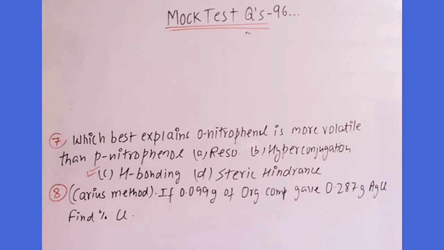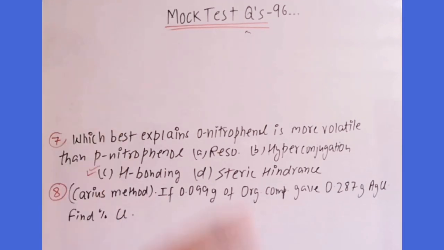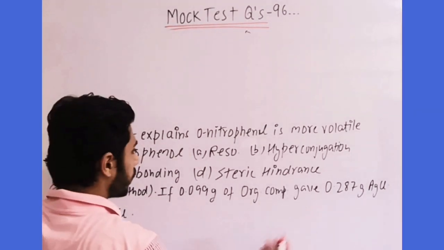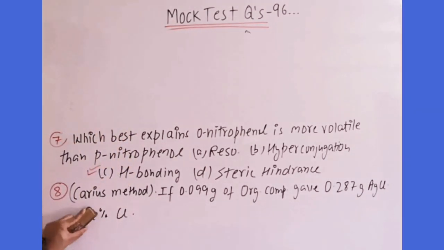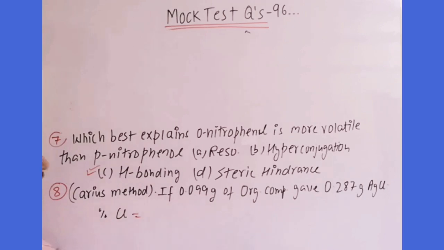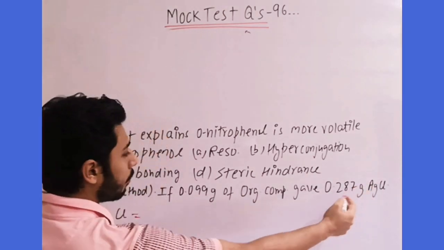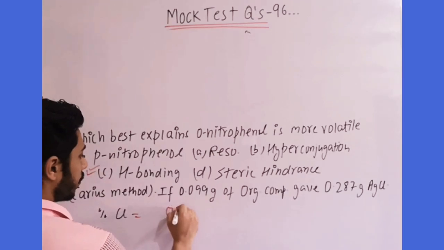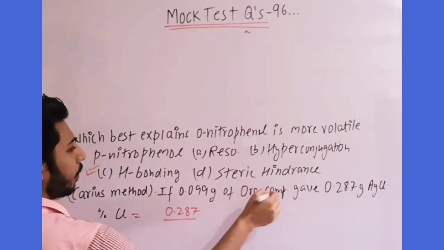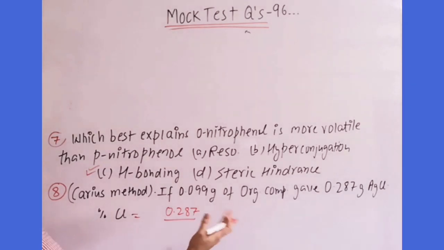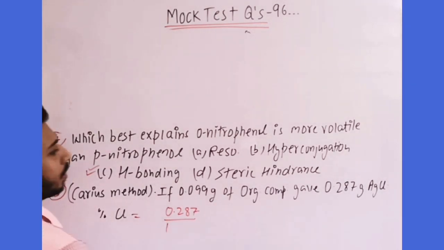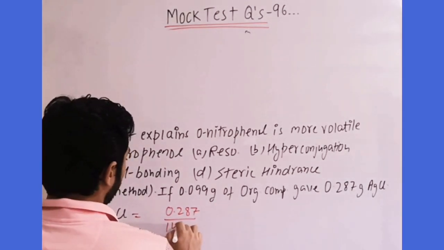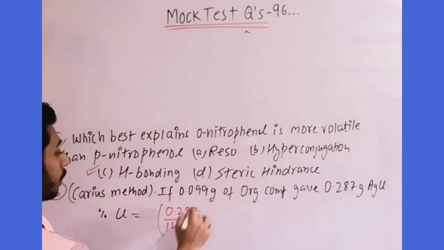You can use logic, a simple question. You can use a basic mole concept part. The percentage of Cl will be equal to the mass of Cl. How do we find it? You have the mass of AgCl. Find out its moles: 0.287 upon the molar mass of AgCl, which will be 108 plus 35.5, that is 143.5. Okay, those are the moles of AgCl.